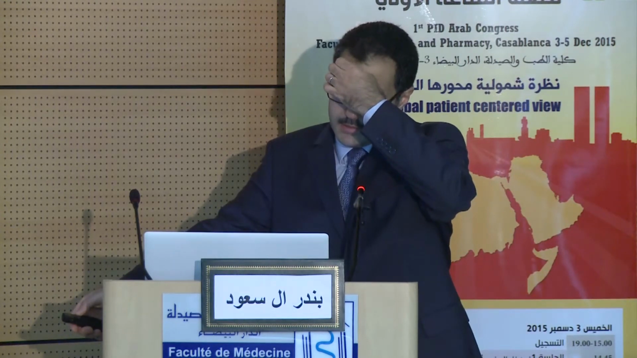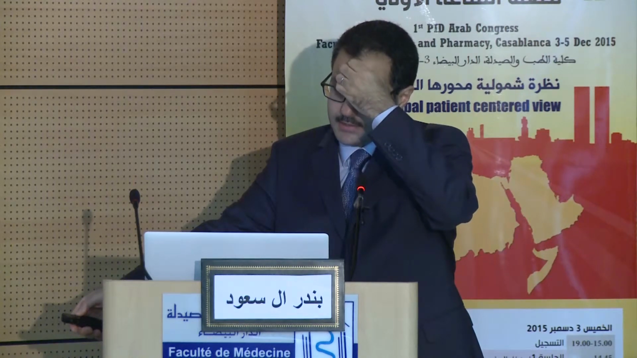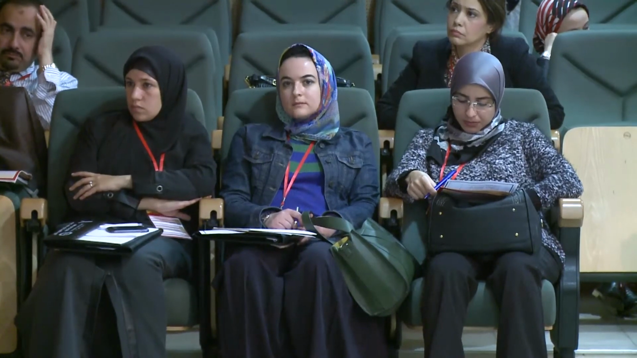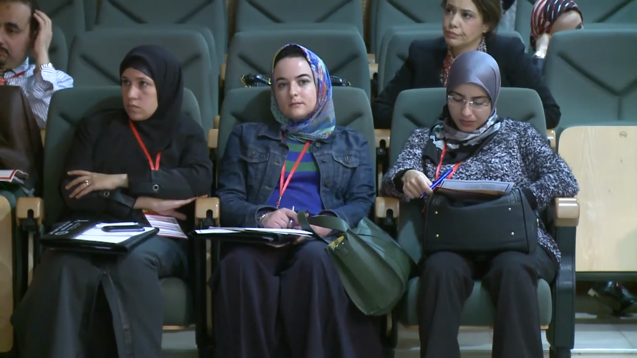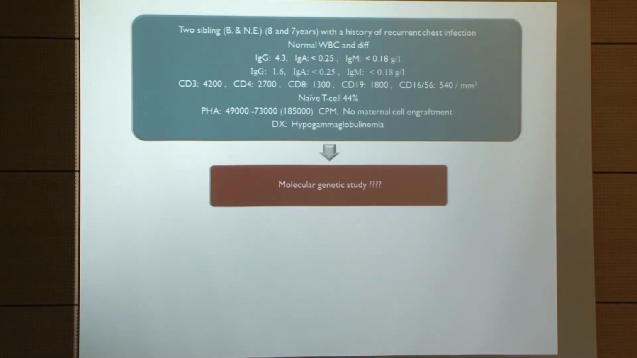Those are siblings. They are 8 and 7 years old. They had a history of recurrent chest infections, and the 7 year old also had cellulitis, not only chest infections. Their CBC were within normal limits, but they had low IgG, IgA and IgM. IgG was on the lowish side, not significantly low, but it was low. But over time, they lose their immunoglobulins, and they end up on IVIG.